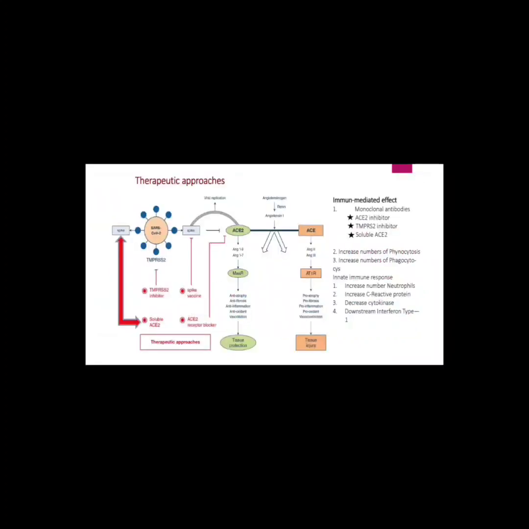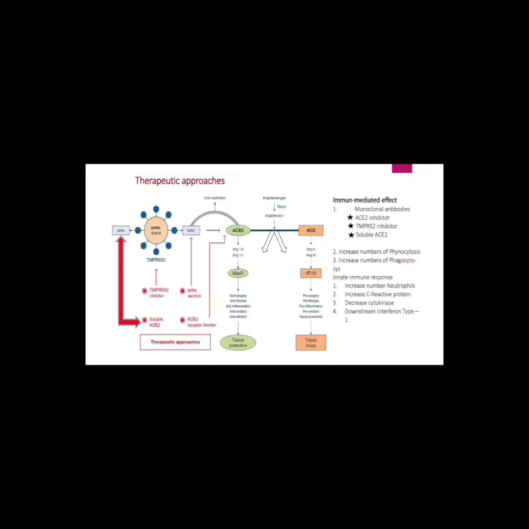Now we will see the therapeutic approach to COVID-19. As the coronavirus is mainly attached to the cell by the spike proteins, we must stop virus contact with the cell, or the virus and cell interactions. So here we should give transmembrane protein inhibitors, spike vaccines, soluble angiotensin converting enzymes, and angiotensin receptor blockers.